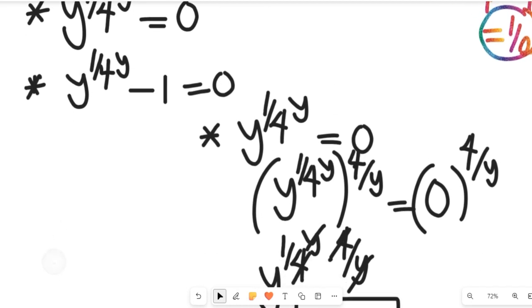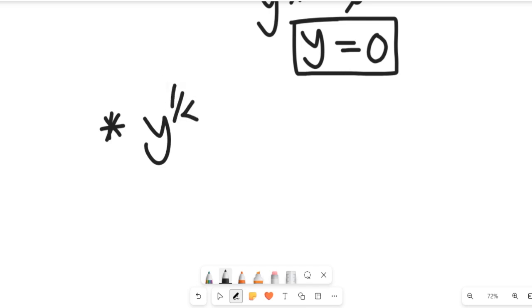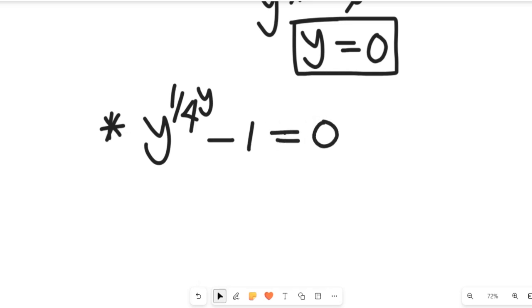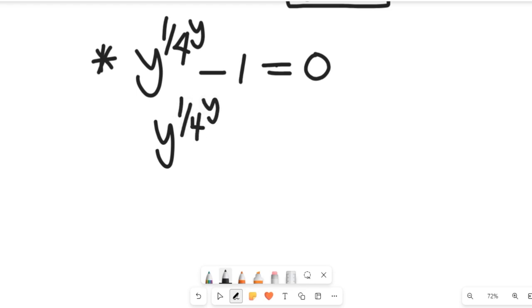Now let's look at the second case. From the second case, we are meant to understand that y to the power of 1 divided by 4 multiplied by y minus 1 is equal to 0. Now to solve this, let's add 1 to both sides. On the left hand side, minus 1 plus 1 will be equal to 0, and then this will be equal to 1.